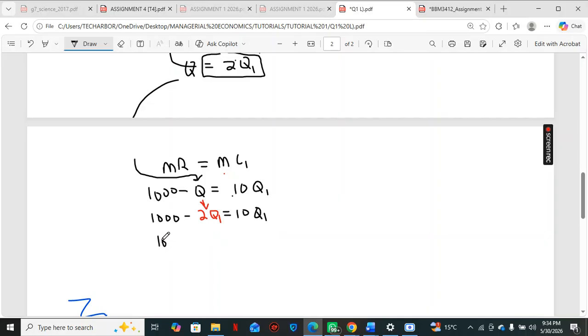So we're going to say 1000 equals 10Q1 plus, this negative 2Q1 crosses over the equal sign and becomes positive 2Q1. So I'm going to say 1000 equals 10Q1 plus 2Q1, that is 12Q1. Okay, so to find the value of Q1, just divide both sides by 12.